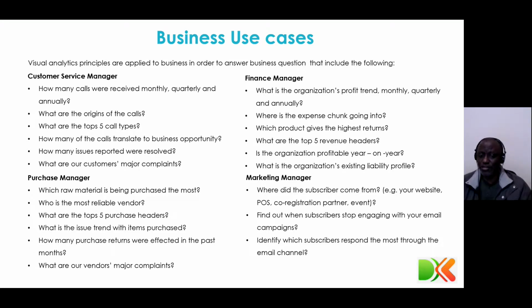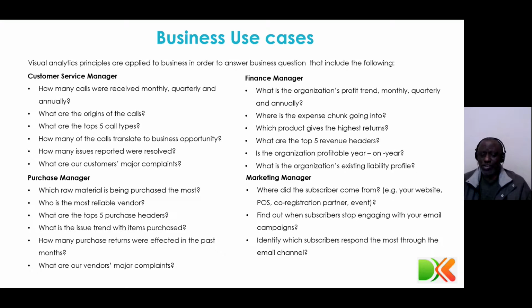So in order to establish whether this man is performing or not, questions will be asked. Questions such as which raw material is being purchased the most. That means the company purchases a lot of raw materials. Which of them do we buy most? Who is the most reliable vendor? Since we have so many vendors, who of them is the most reliable? Who of them do we need to drop, and why do we need to drop such? Who is performing, who is not performing? What are the top 5 purchase headers?